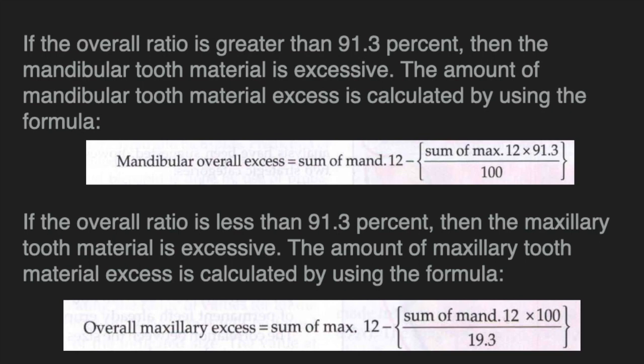If the overall ratio is greater than 91.3%, then the mandibular tooth material is excessive. The amount of mandibular tooth material excess is calculated by using the formula: mandibular overall excess is equal to sum of mandibular 12 minus sum of maxillary 12 into 91.3 divided by 100. If the overall ratio is less than 91.3%, then the maxillary tooth material is excessive, and this is calculated by sum of maxillary 12 minus sum of mandibular 12 into 100 upon 91.3.